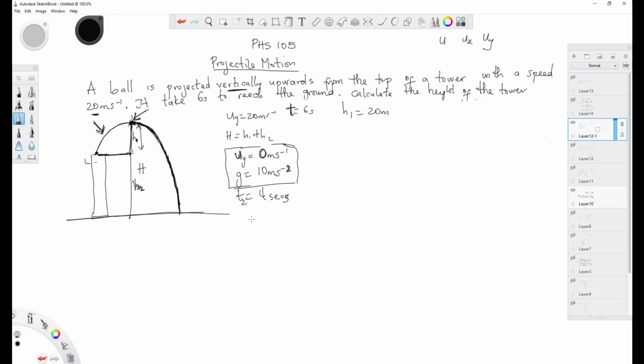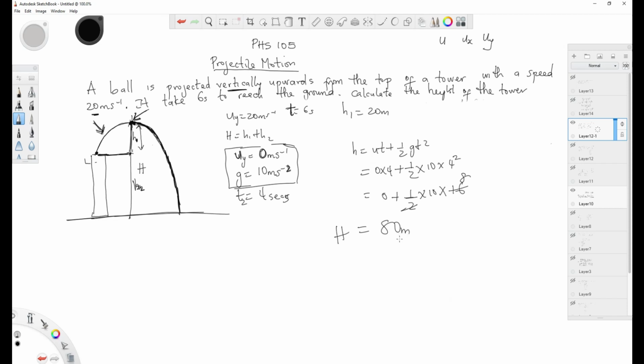the h for the second half. For h, we can use the formula h equals ut plus half gt squared. U in this case is 0, times t is 4. Half g, it is going under the influence of gravity, so g is 10 here, times t is 4, so 4 squared. 0 plus half times 10 times 4 times 4 is 16, and 8, 80 meters. So the total height here is 80 meters.